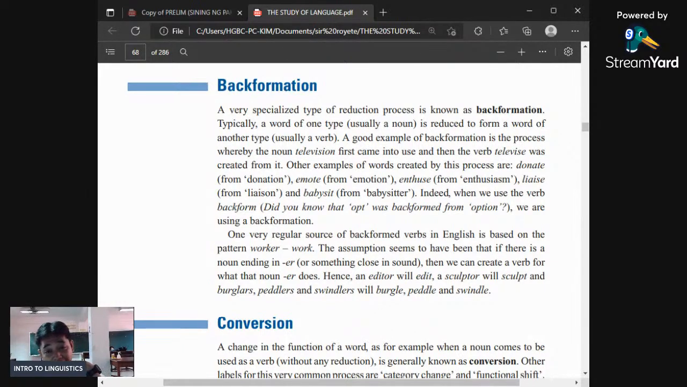For example, editor, edit. Sculptor, sculpt. Burglar, burgle. Peddler, peddle. Swindler, swindle, right? So that's what we call back formation. From the original noun word, nagkakaroon tayo ng verb form. Right? Hope you get it. Back formation, from noun to verb. Ano yung verb form ng noun na yun? Television, televise, diba? Donation, ano yung verb form niya? Donate. So that's what we call back formation.